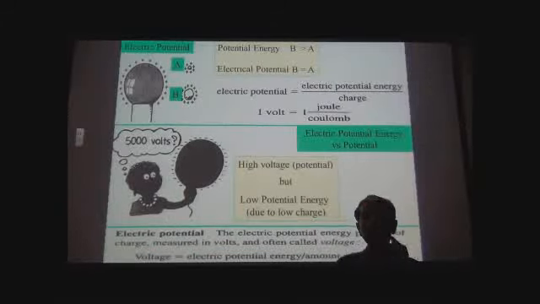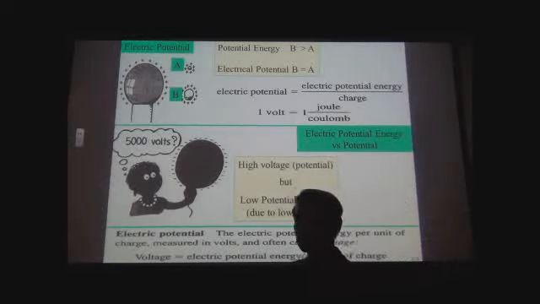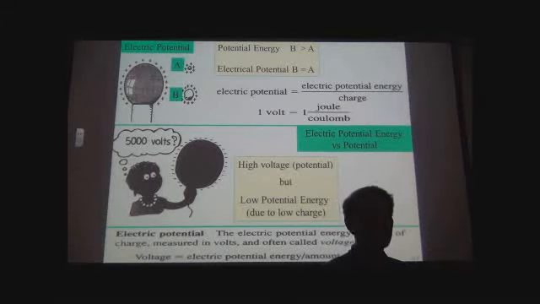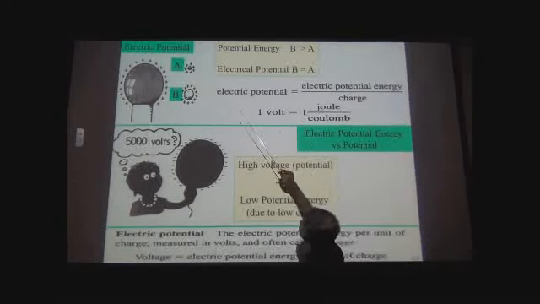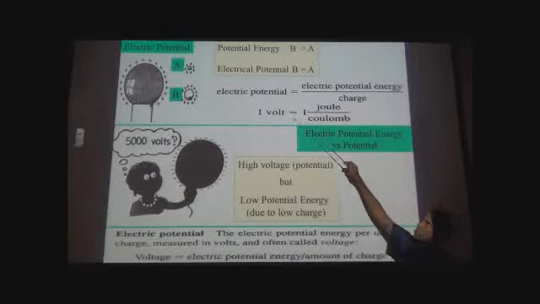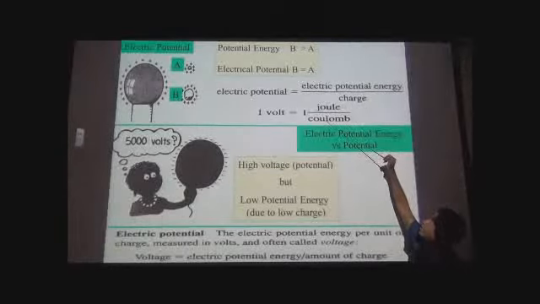Now we move to electric potential. Electric potential is equal to the potential energy per unit charge. So take the electric potential energy divided by the charge, the number of coulombs, and you get the electric potential. The units would be 1 volt for electric potential is 1 joule, which is potential energy, divided by the charge, which is in coulombs.